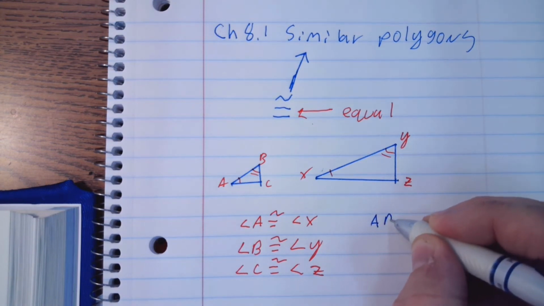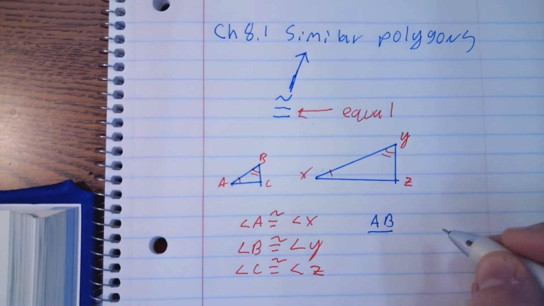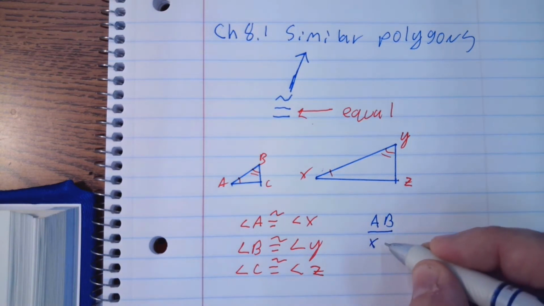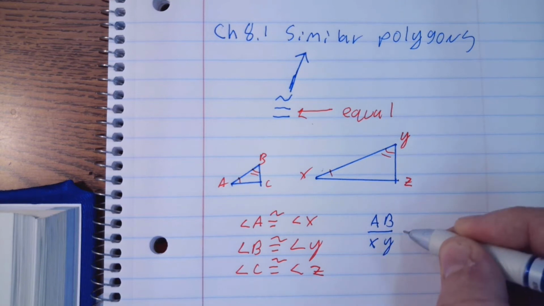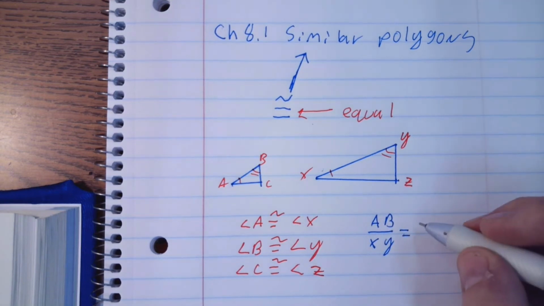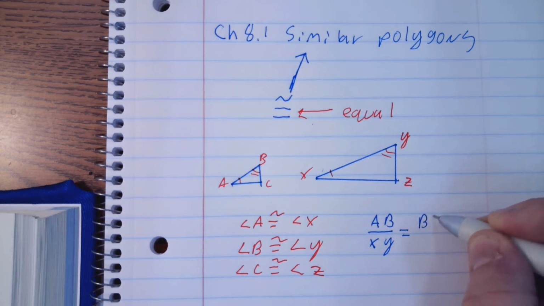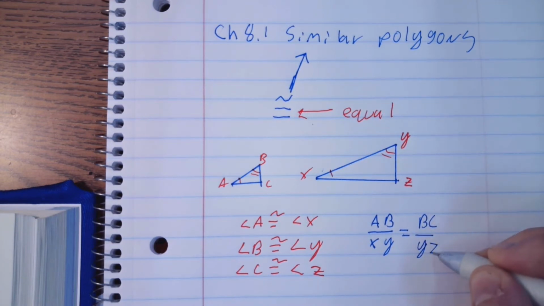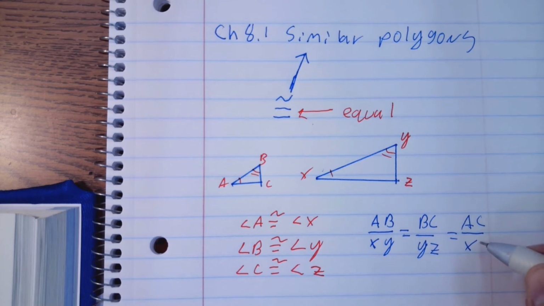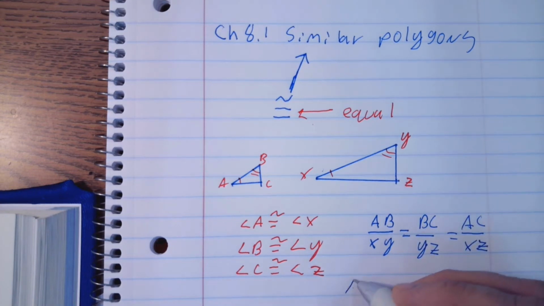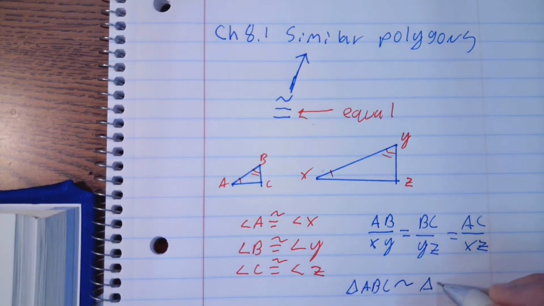AB over XY equals BC over YZ equals AC over XZ. Okay. What this statement means is that triangle ABC is similar to triangle XYZ.